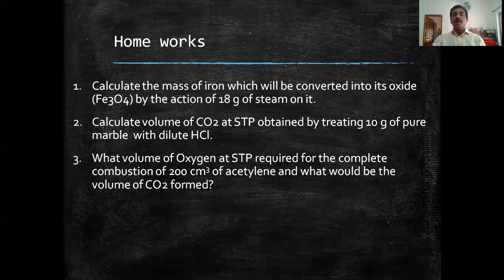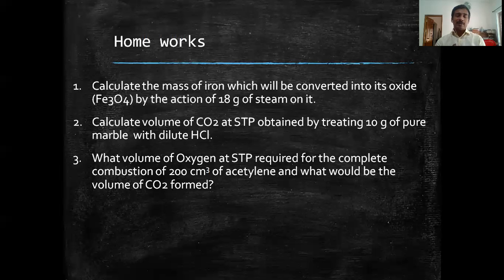Calculate the mass of iron which will be converted into its oxide, Fe3O4, by the action of 18 gram of steam on it. So iron, you know the molecular formula, Fe, steam, H2O. Fe plus H2O gives Fe3O4. That equation is not balanced. If you write it as Fe plus H2O gives Fe3O4, hydrogen, there is no hydrogen, isn't it? The right side you have to write H2, then only the equation will be complete.